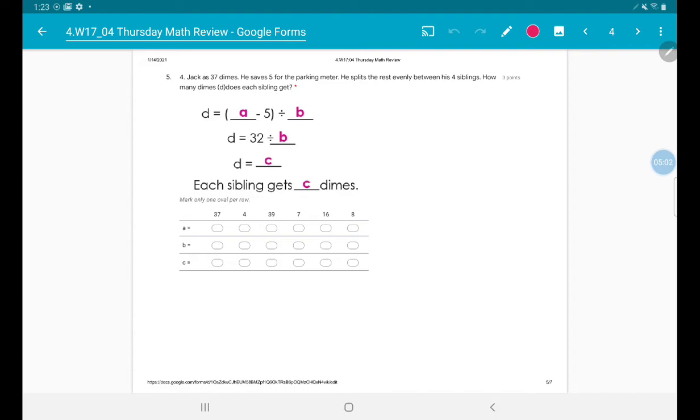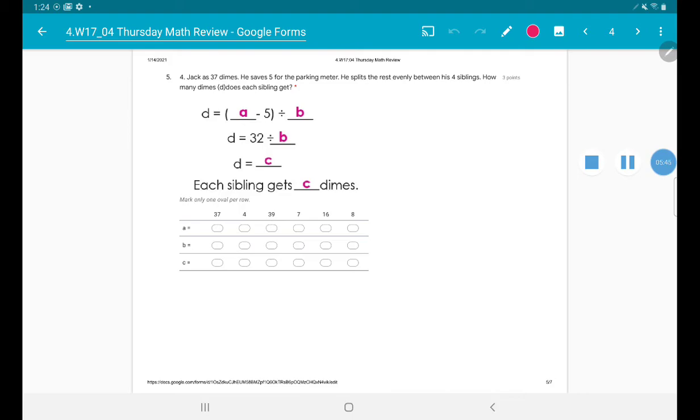All right, number 4. I had a few questions about this one. We can scroll to it. All right, so this one says Jack has 37 dimes. He saves 5 for the parking meter. He splits the rest evenly between his 4 siblings. How many dimes does each sibling get? So they've already started the equation for you and they've just left some blanks.